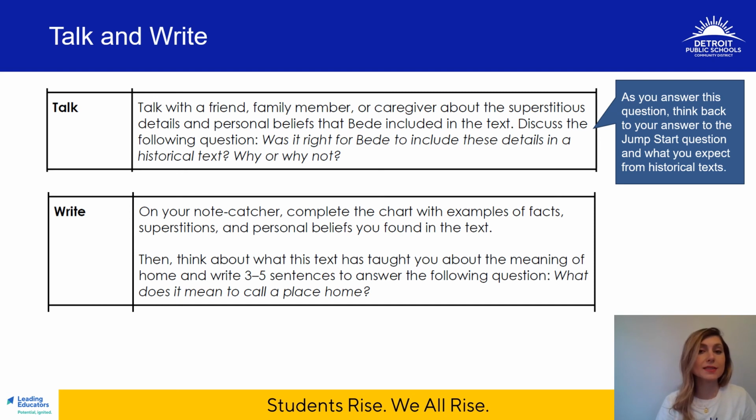To end the lesson today, and as your culminating writing exercise, you'll think about what this text has taught you about the meaning of home, and answer the essential question of the unit using details from this text. Again, the essential question is, what does it mean to call a place home? Making explicit reference to the text by lifting up lines is a really great way to practice sophisticated writing. Pause the video now and finish up your learning for today.